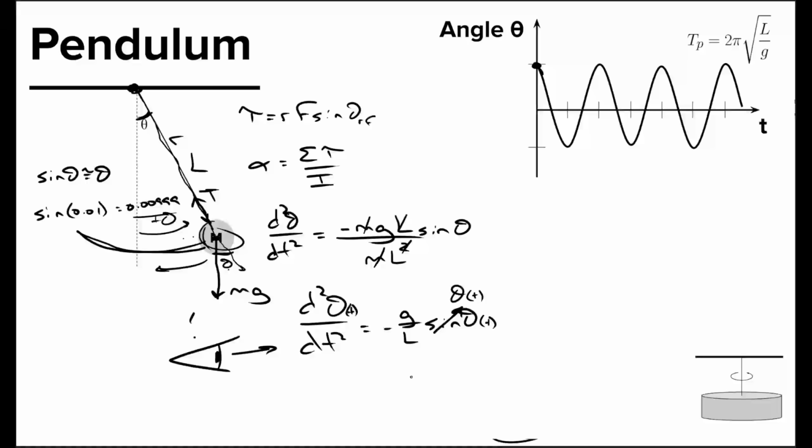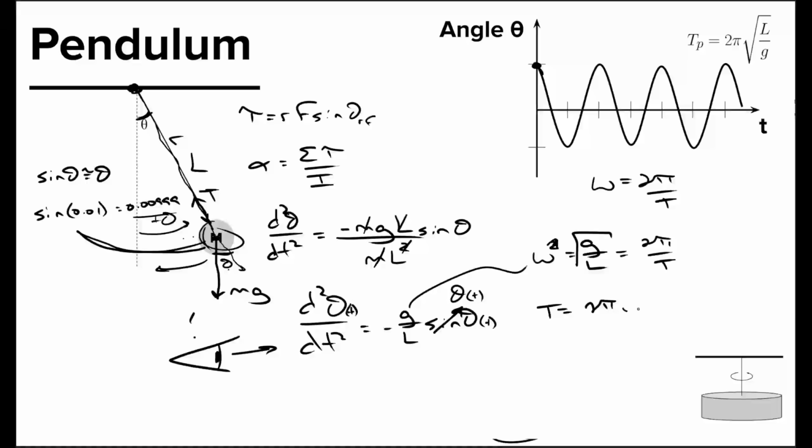And I can play the same game. I say that this over here has to be omega squared, which has to be g over L. And remember, omega is always 2 pi over the period. Therefore omega is just the root of this, which is equal to 2 pi over the period. That means the period is going to be 2 pi root, flip this whole thing, L over g. And that's the period of a pendulum.